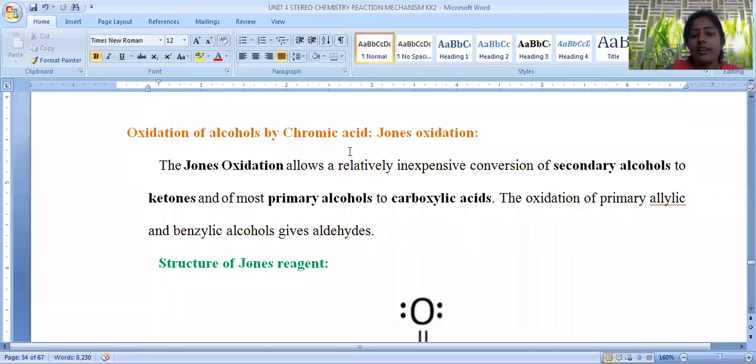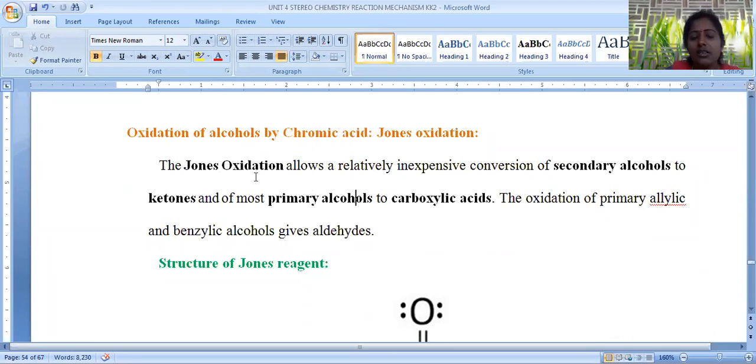Oxidation of hydroxy compounds with chromic acid. This oxidation with chromic acid is called Jones oxidation. It is the most important type of named reaction. Jones oxidation is carried out with chromic acid.